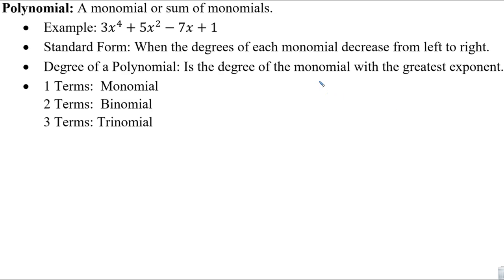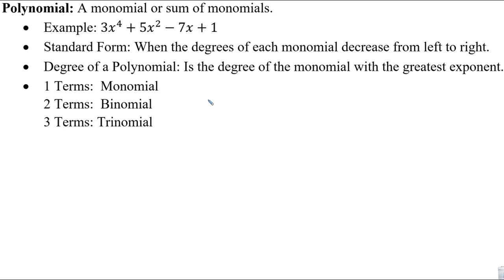We'll also talk about the degree of a polynomial. We'll just say it is the degree of the monomial with the greatest exponent. So for example, when we're in standard form, that greatest exponent is going to be our first term. And we'd say this is a fourth degree polynomial because my highest exponent among my monomials is the 4.